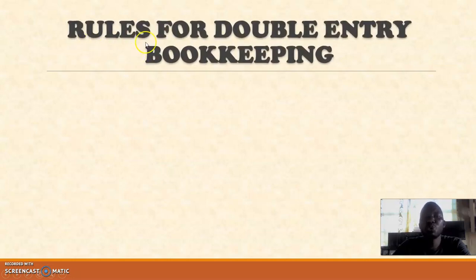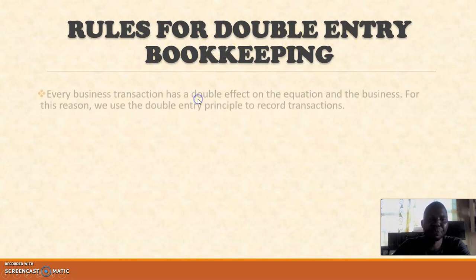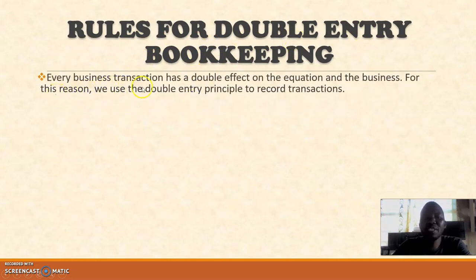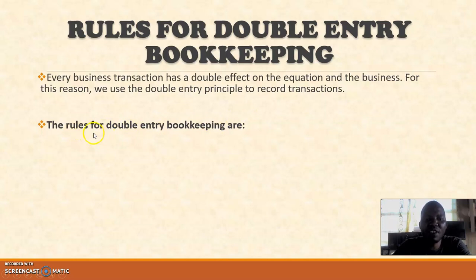Let's quickly look at rules for the double entry system, or rules for double entry bookkeeping. Every business transaction has a double effect on the equation and the business. So for this reason, we use the double entry principle to record transactions. Now, the double entry system principle has rules. So let's look at the rules that are going to help us on how we can record transactions in our books.